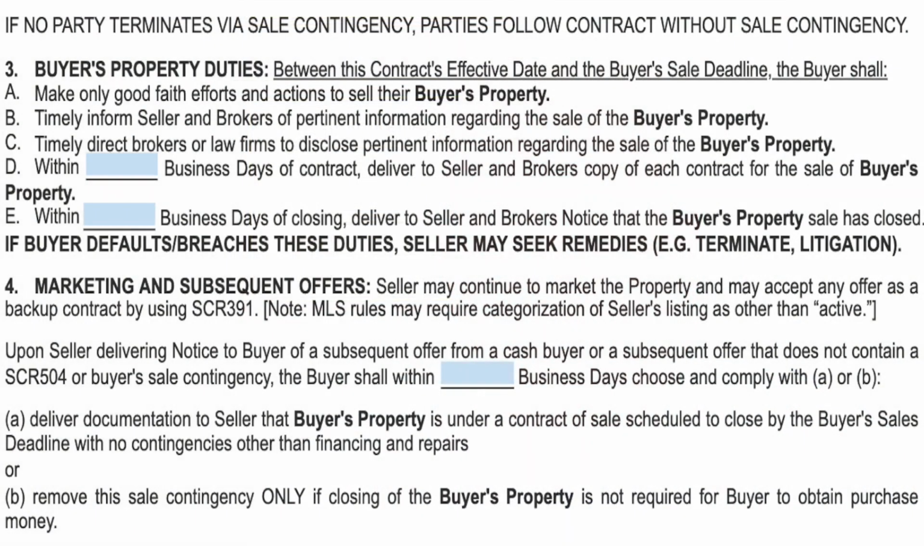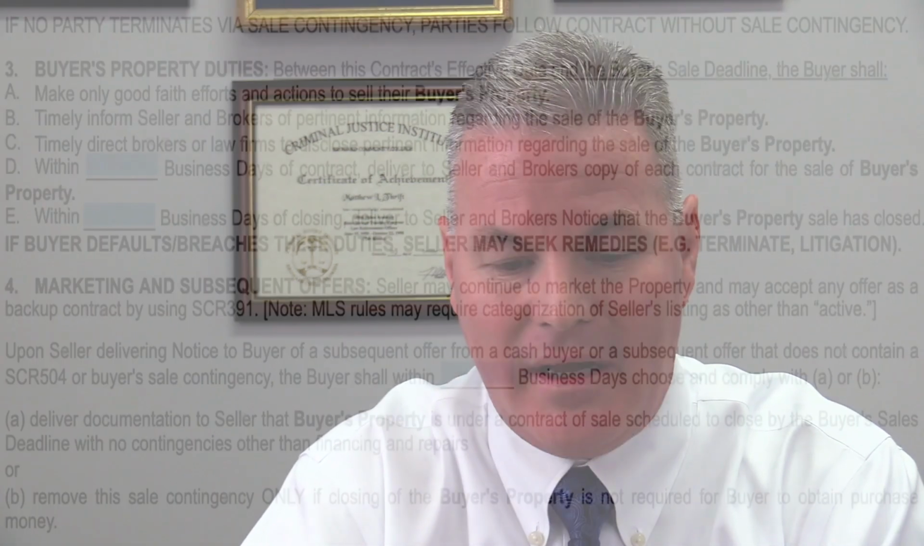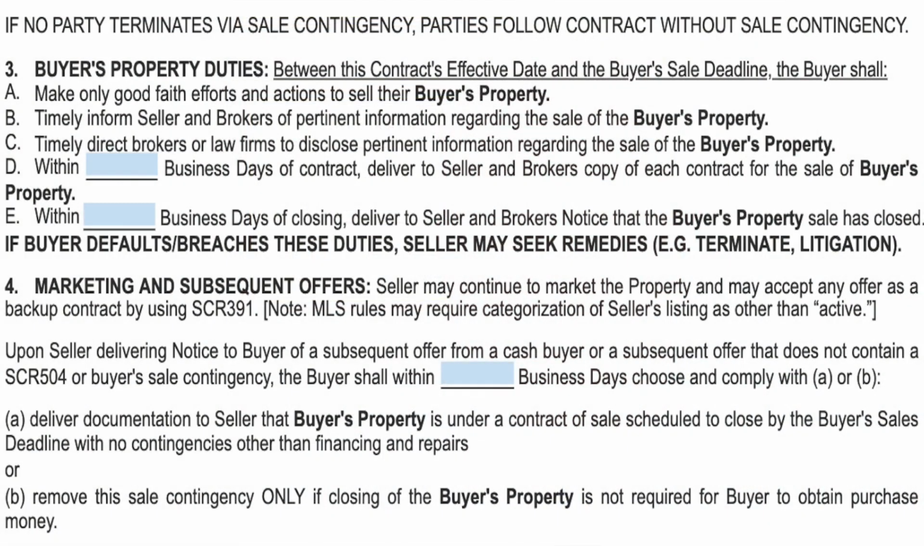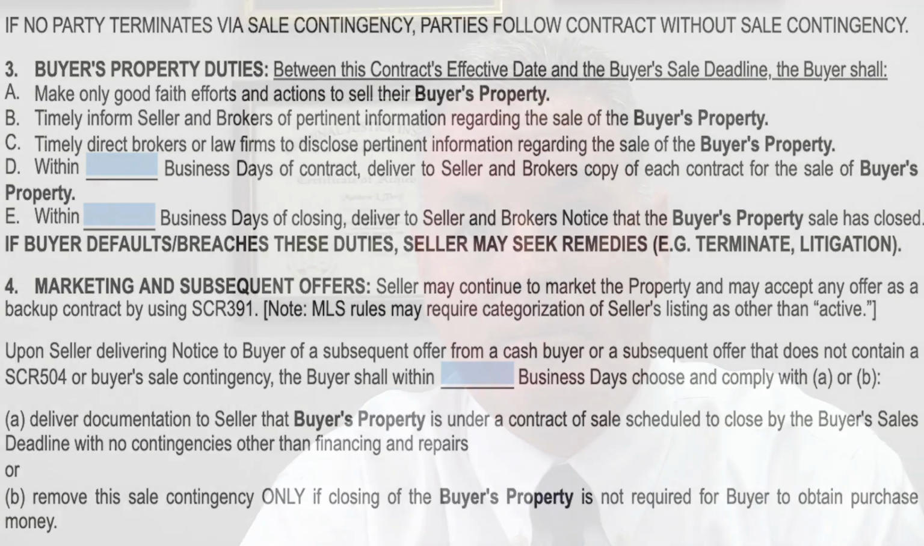B, timely inform the seller and brokers of pertinent information regarding the sale of the buyer's property. So if anything comes up, God forbid there's a delay or anything, it is the buyer's responsibility to inform the brokers, the sellers, of everything going on with the sale of that property. C, timely direct brokers or law firms to disclose pertinent information regarding the sale of the buyer's property.